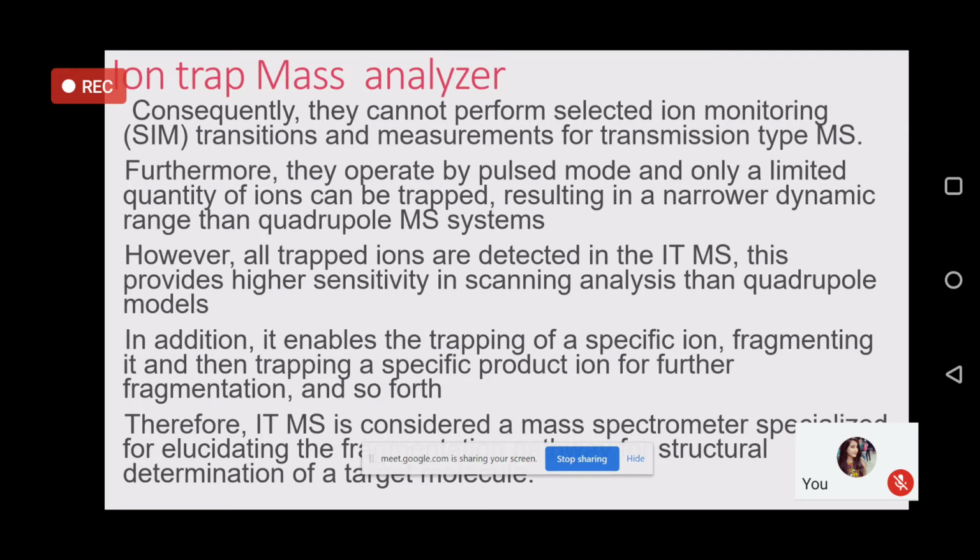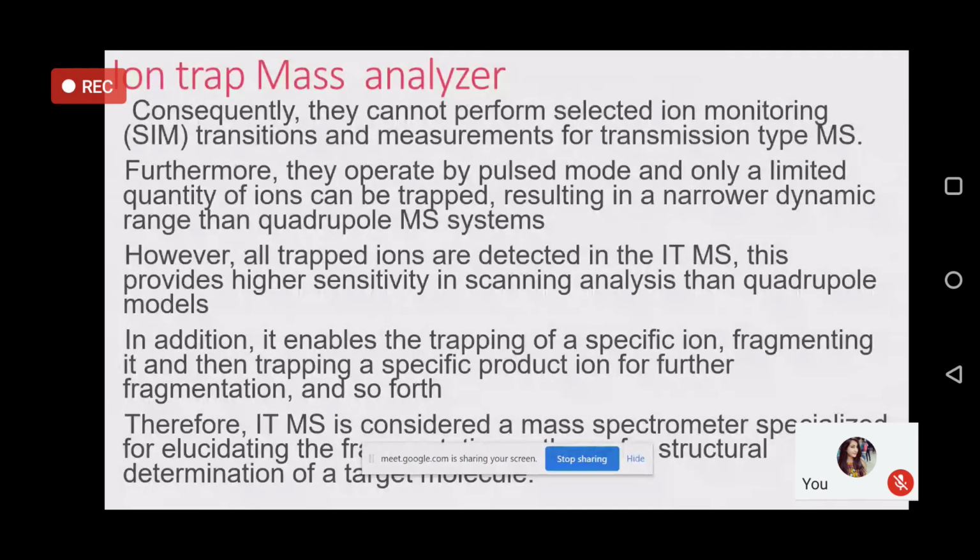So as it is possible to change the conditions, it is possible to make sure that all the ions with different M by Z values get registered at the collector electrode under different conditions and register the current, register the peak. Just like you can scan all the wavelengths and record the spectrum, you can change the conditions and record all possible M by Z values obtained in the ion beam which has been collected in the ion trap.